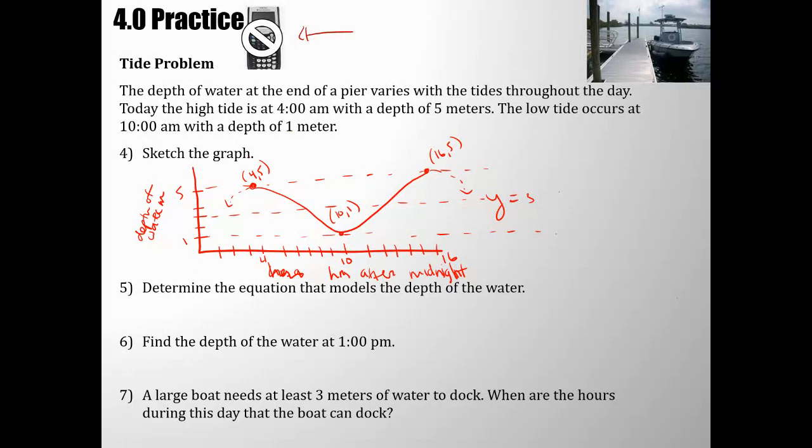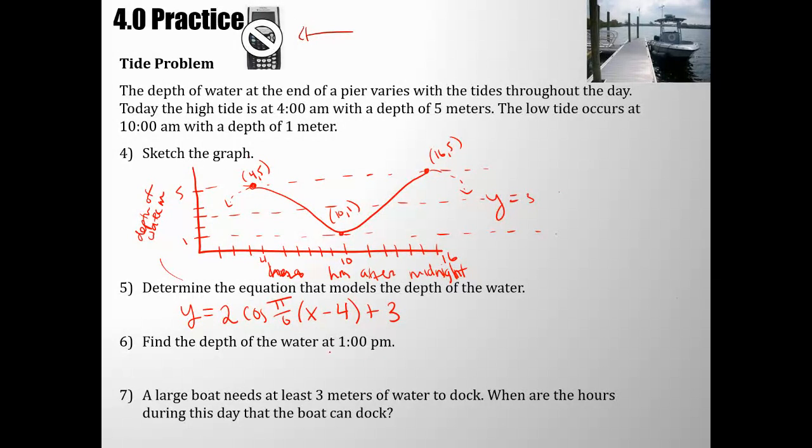Determine the equation that models this depth. So I'm going to go ahead and use cosine and focus in on this part that I've graphed. So I already know the amplitude. We talked about that. The amplitude was 1, so 1 cosine. The period was 12 hours, so it would be 2 pi over 12, which is pi over 6. x, it's starting at 4, so minus 4, plus the midline, which is 3.